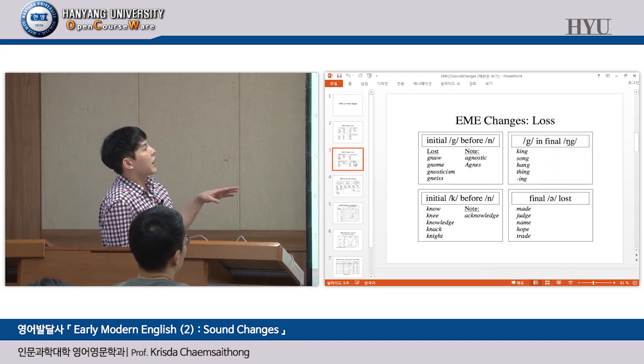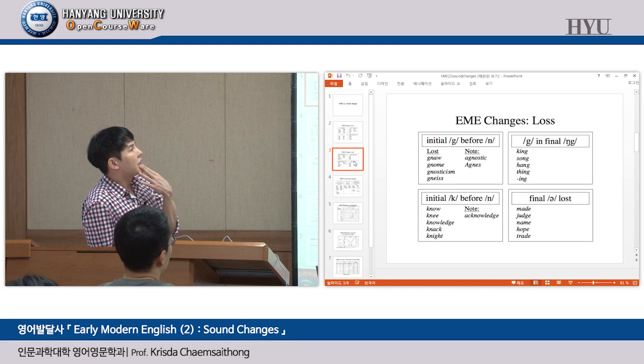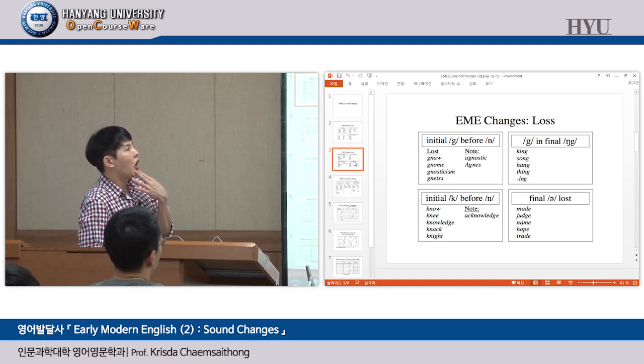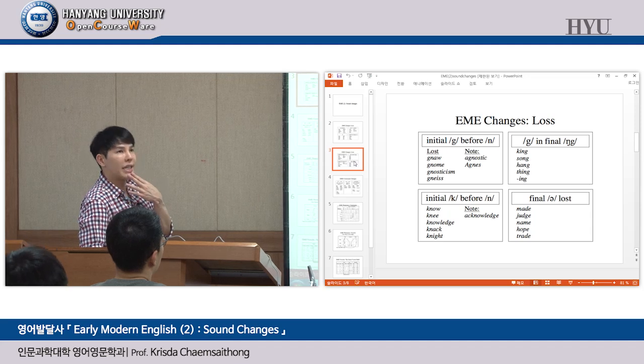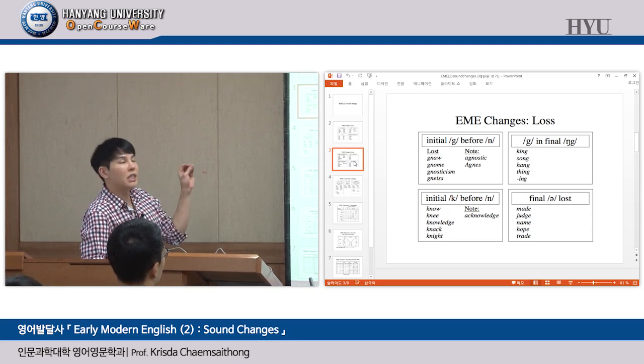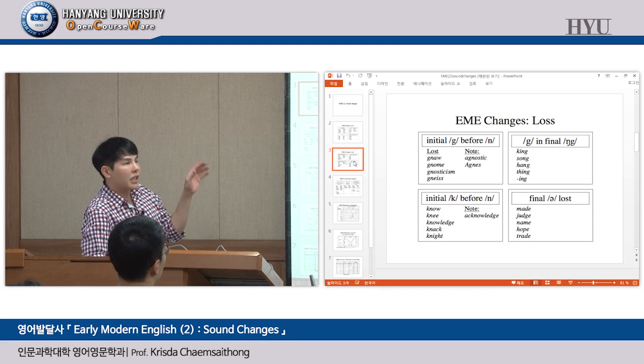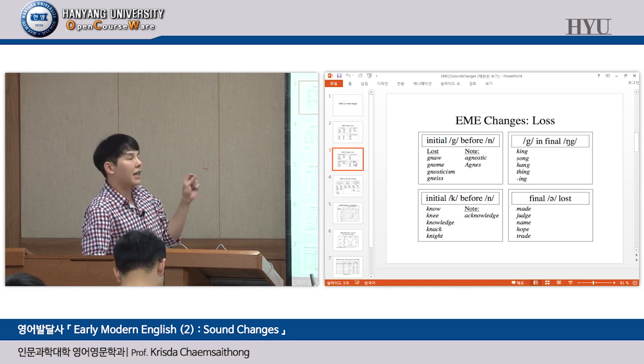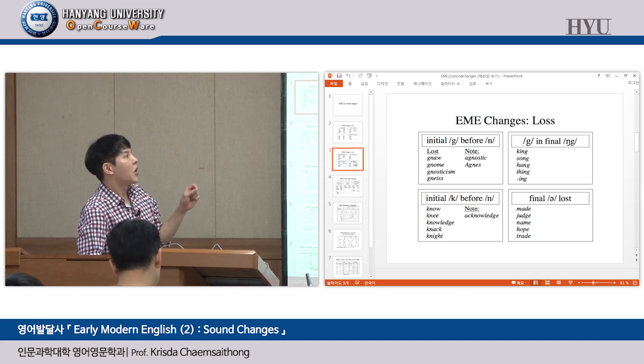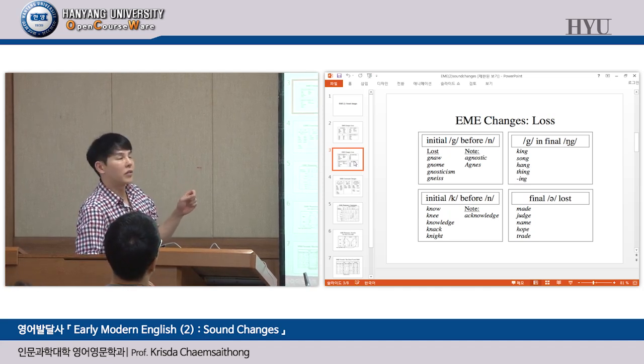And some other losses include initial G before N, as in gnaw, gnome, Gnosticism, gnaw. So in all of these, the G is lost. But you know that in agnostic, there's the G, right? In agnostic, there's the G after the first vowel. In Agnes, there's also the G, right? Because these are not initial, right?